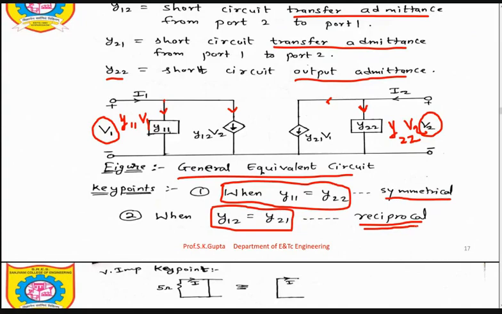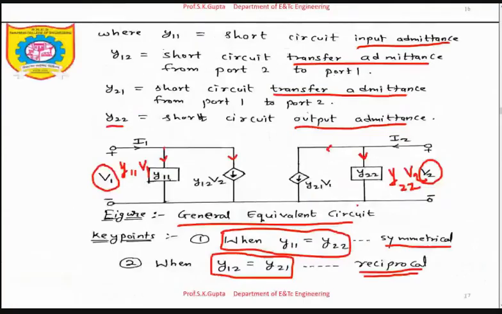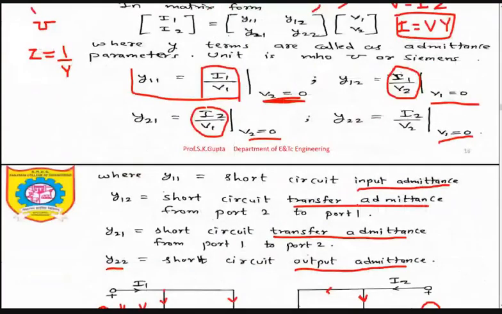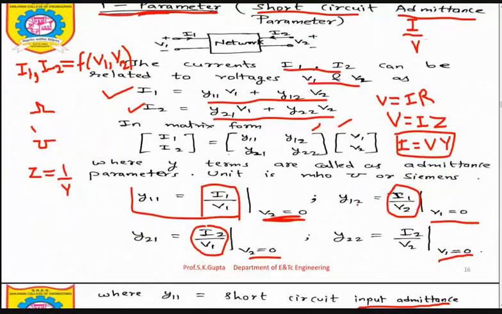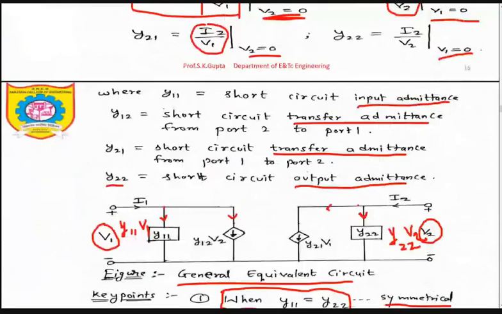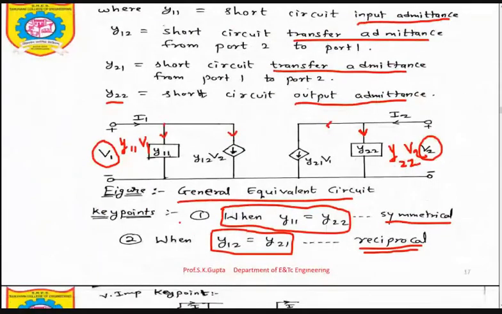One more thing: if dependent sources are present, your network will not be reciprocal. If you see any dependent source, then directly you can answer that the network is not a reciprocal network. In competitive exams, these conditions can be asked as they are. What is the condition for symmetry? What is the condition for a reciprocal network?